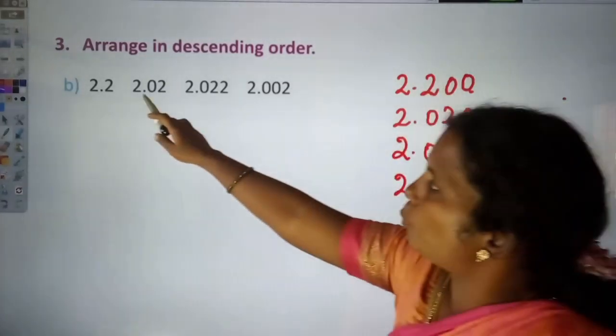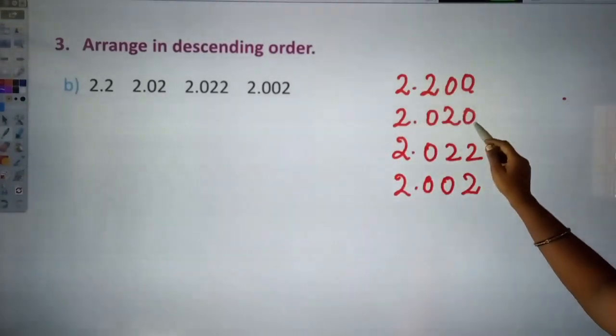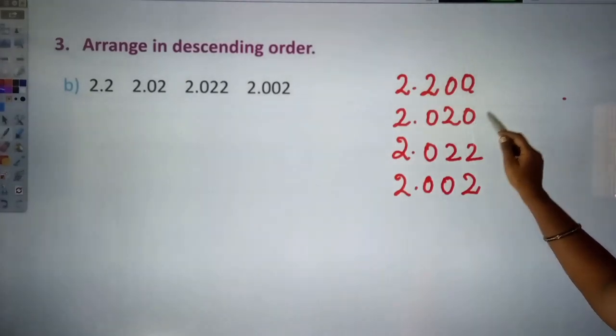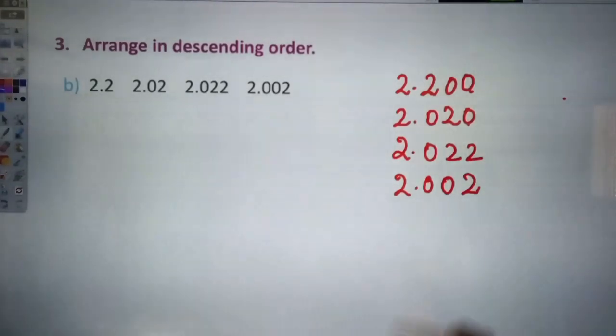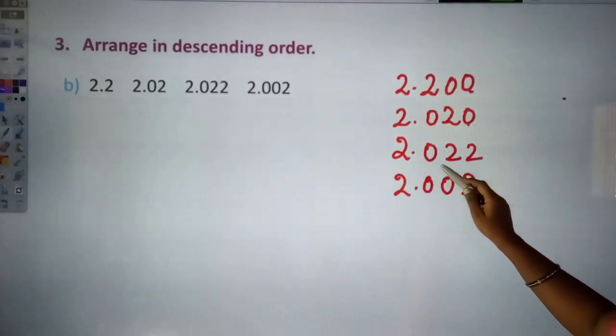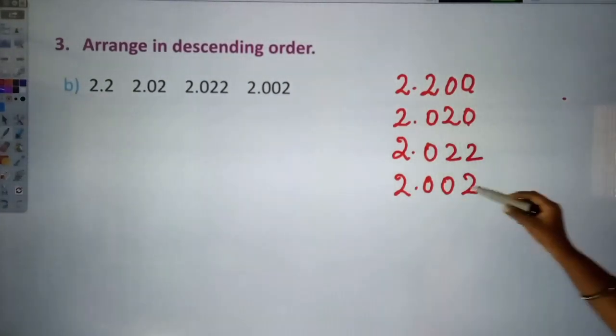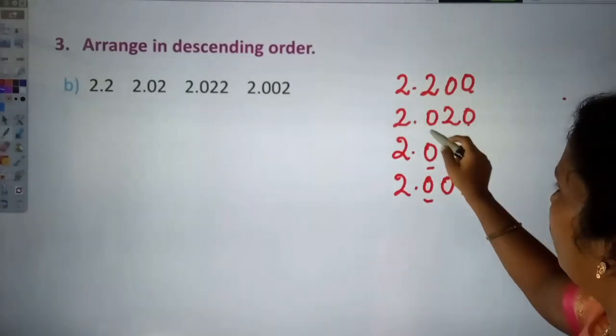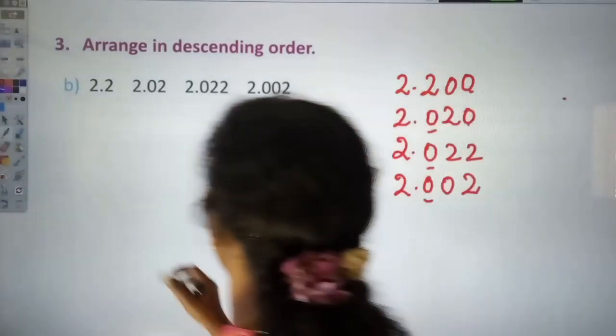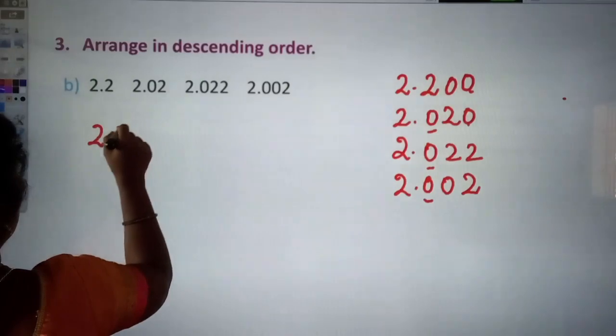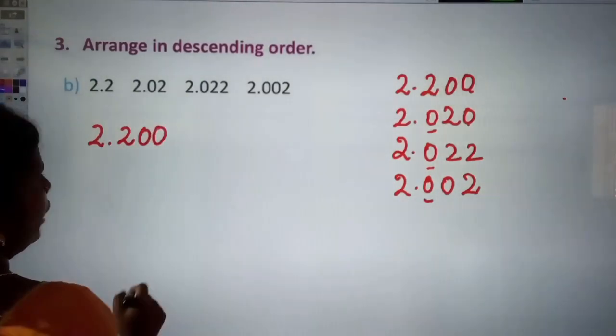The same way here, 2.02. This we also have to convert into like decimals, 2.020. We are adding 0 here. The next one, 2.022 and 2.002. Which is greater here? See the tenths place. All the numbers have 0, only this one has 2.2. So 2.2 is the largest number, so I will write that first.